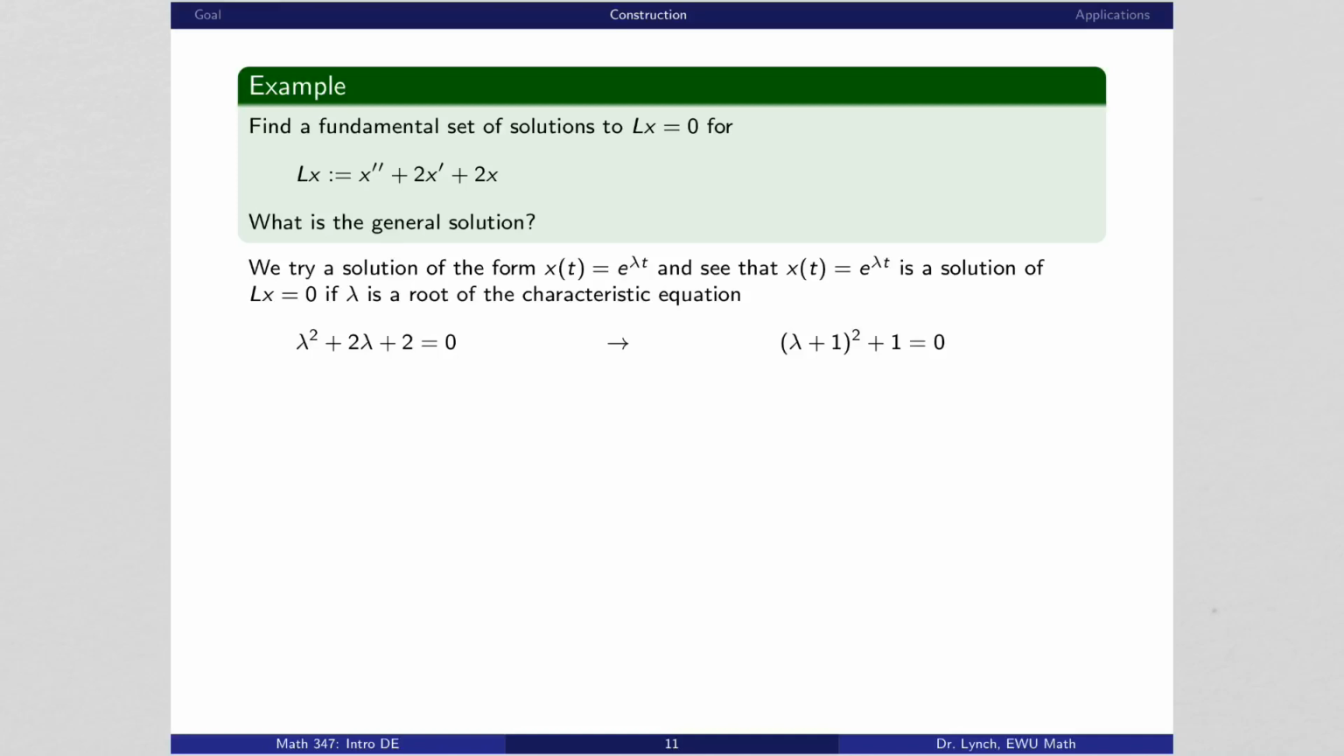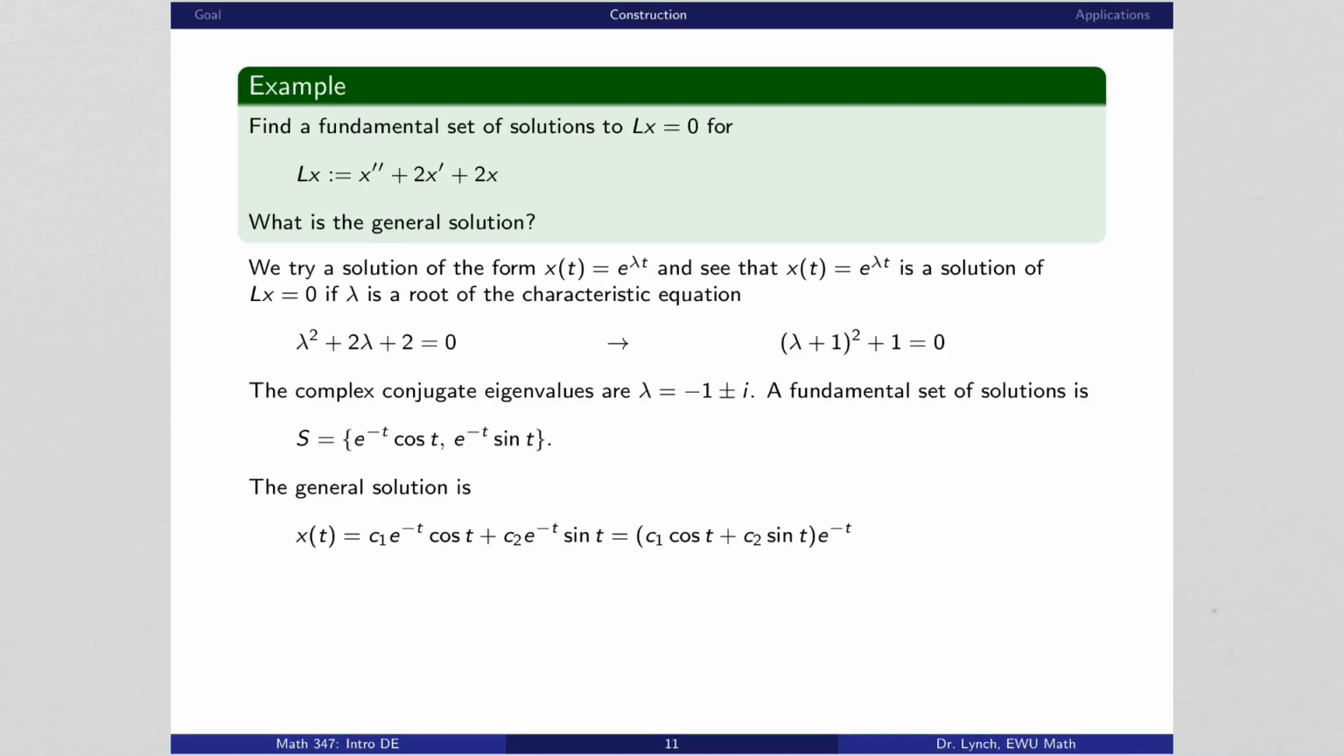Again, we'll try a solution of the form e to the lambda t and jump straight to the characteristic equation. e to the lambda t is the solution of Lx equals 0 if lambda is a root of the characteristic equation lambda squared plus 2 lambda plus 2 equals 0. Okay, in this case I've used an age-old method from pre-calculus called completing the square to simplify this equation, writing it as lambda plus 1 quantity squared plus 1, which tells us that the complex conjugate eigenvalues are lambda equals minus 1 plus or minus i.